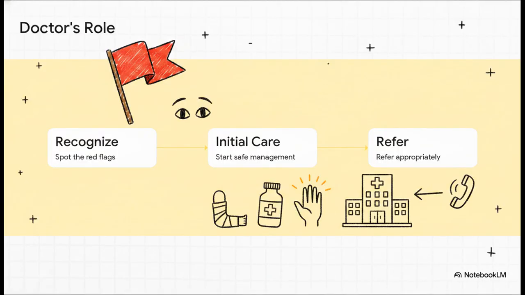So the crucial point is this. As the doctor on the front line, your main job is not to perform the surgery yourself. Your role is a three-step process. Number 1, recognize those red flags we just talked about. Number 2, start safe initial care, which means stabilization, immobilization, and getting that pain under control. And number 3, refer appropriately and early. You've got the knowledge now to safely manage that front line.